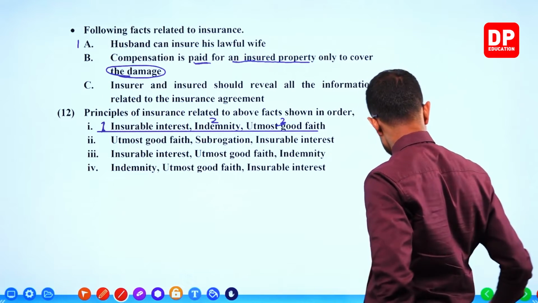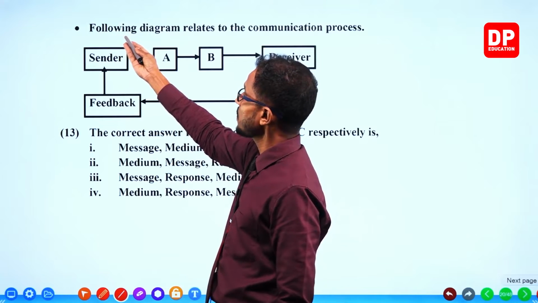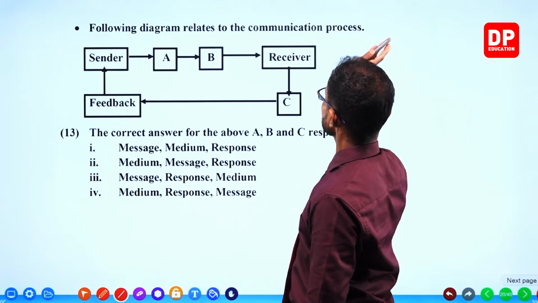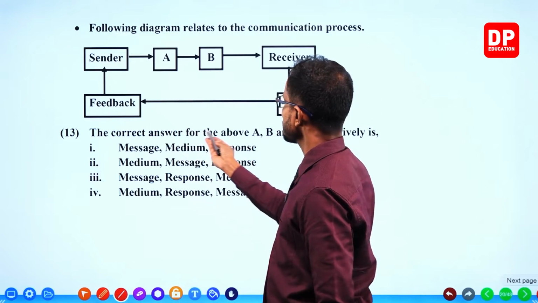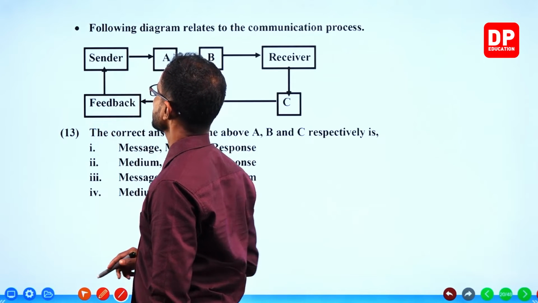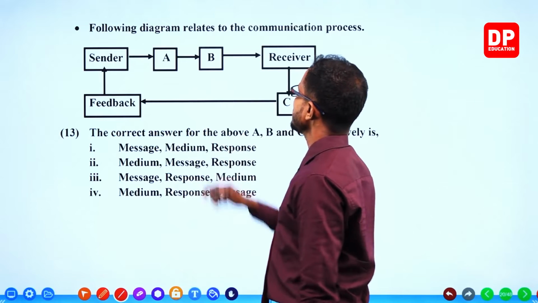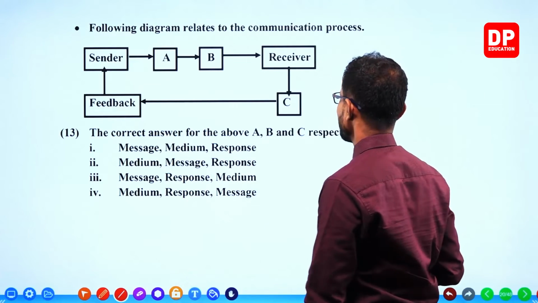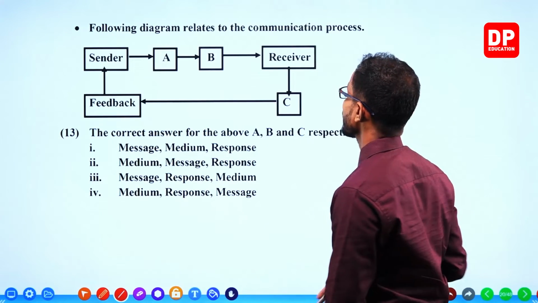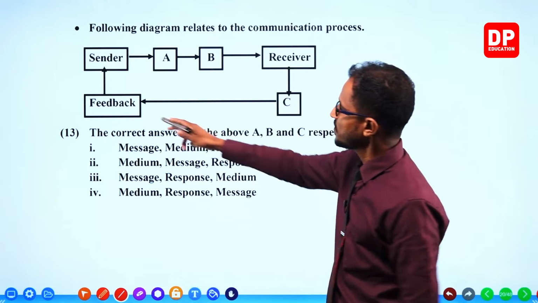12th, first answer. 13. This is the communication process, very clearly shown on the paper. Diagram relates to the communication process. Yeah. The correct answer for the above A, B, C respectively. Okay. Sender is the first box. A is the message. B is the medium. Then receiver gets the message. C can be the response, then feedback.